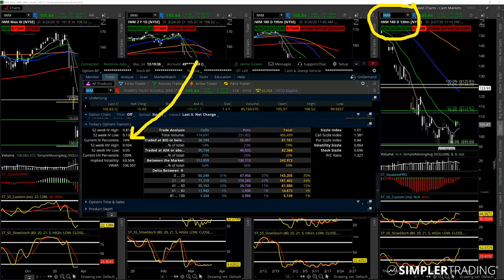I am going to wait for somebody to give me an answer. So we want to buy IWM. The IV rank is 74. What do we want to do? There you go. You guys got it.